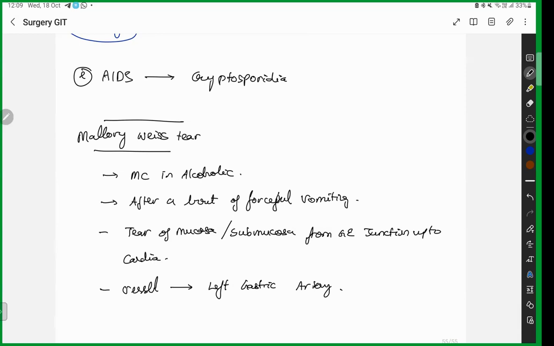That is a clinching feature of differentiation. You have chest pain and you have subcutaneous emphysema. That is called Mackler's triad. So what is that triad called?